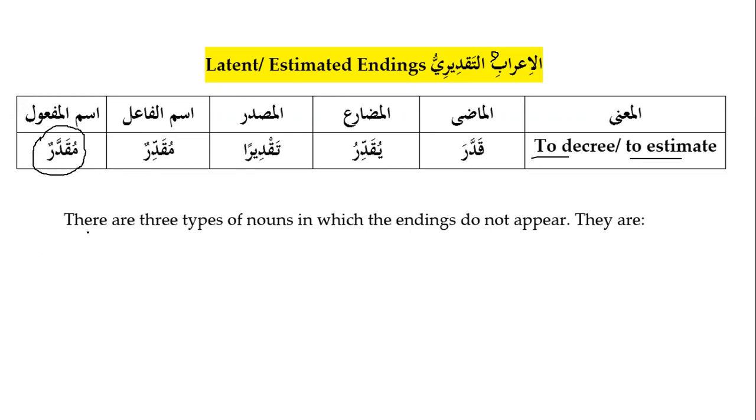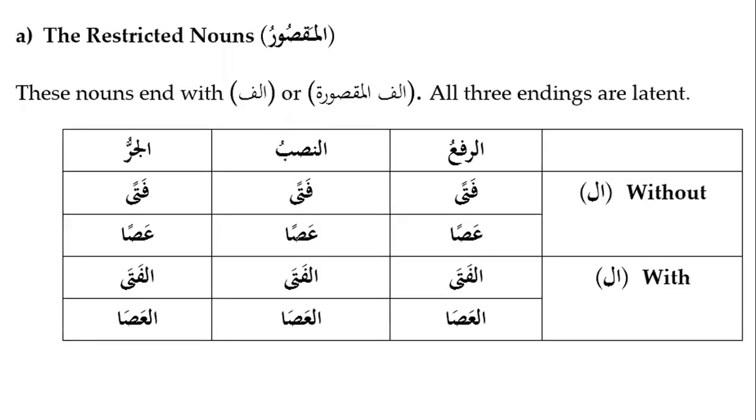And why do we call them estimated endings? We will see now. There are three types of nouns in which the endings do not appear. Why do we call them al-irabu at-taqdeeriyu? We call them estimated endings because the endings do not appear. And there are only three types of nouns whose endings do not appear. That's why we say that the ending is muqaddar or muqaddara. Okay, now we see here.